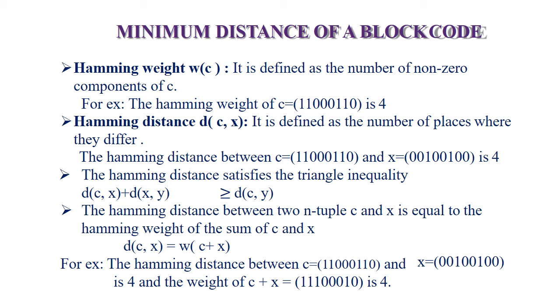The Hamming distance between the two n-tuples C and X is equal to the Hamming weight of the sum of C and X. That is D of C, X is equal to W of C plus X. For example, the Hamming distance between C equal to 11000110 and X equal to 0010010 is 4, and the weight of C plus X, which is 110010, is 4.